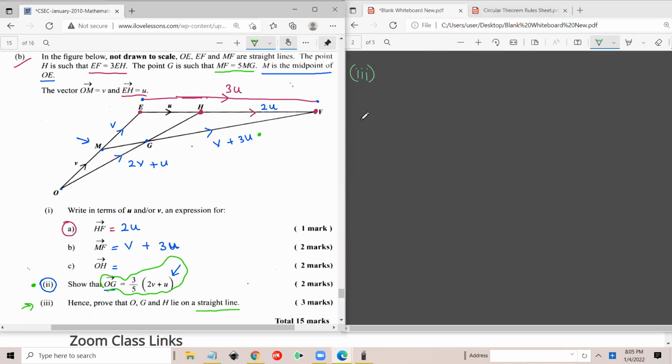What's another word for straight line in vectors? If 3 points form a straight line, what's another fancy word they can use instead of saying, hey, the 3 points form a straight line? Ah, everybody, people are remembering, right? Collinear, right? That's the word, collinear.